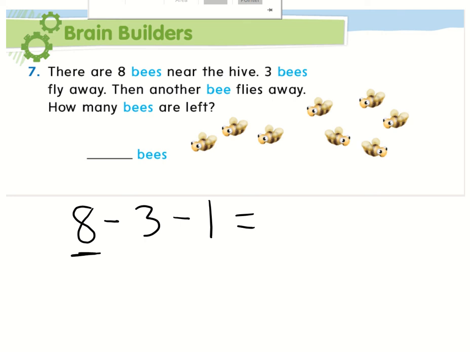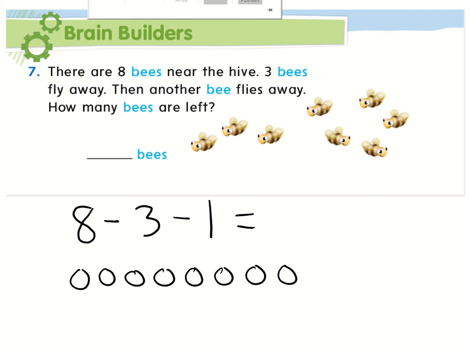I know that 3 are flying away. And then another bee flies away. So I know that's just going to be 1. So this one's going to look a little funky. What I need to do first is draw the biggest number, which is going to be 8, because with subtraction, we always start with the biggest number. So 1, 2, 3, 4, 5, 6, 7, and 8.